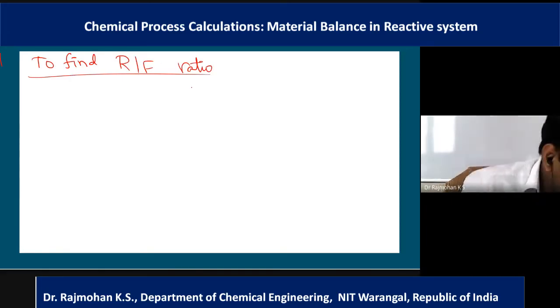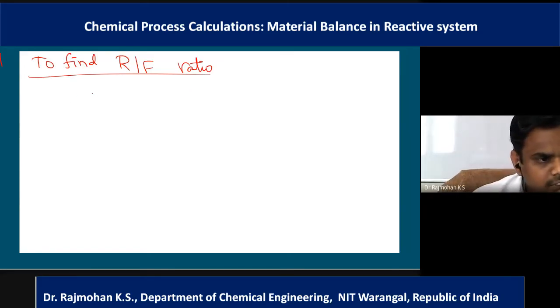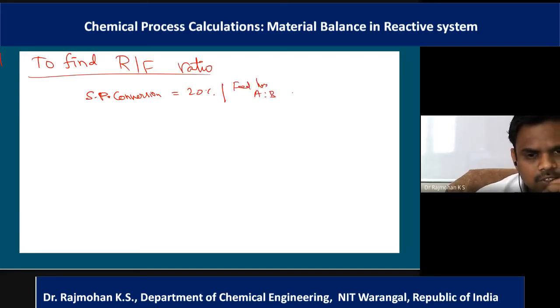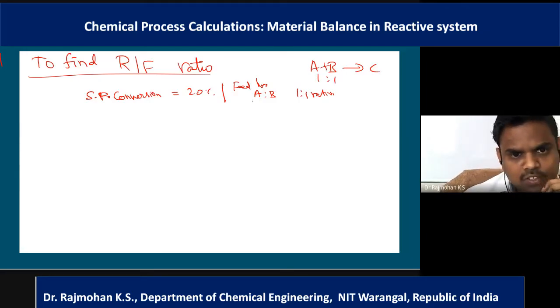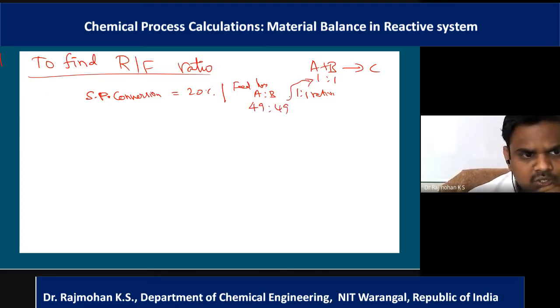To find the R by F ratio, it is given that the single pass conversion is 20%, and the feed has A and B in equal ratio, 1:1, which is the stoichiometric ratio, because A plus B gives C, 1:1 kg moles. 1 kg mole of A to 1 kg mole of B is the stoichiometric ratio. In the feed also they are present as 49 each, which is equivalent to 1:1.